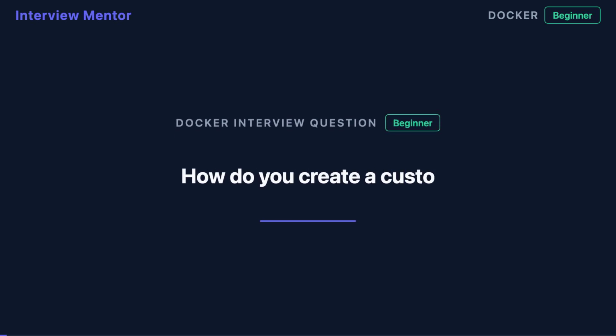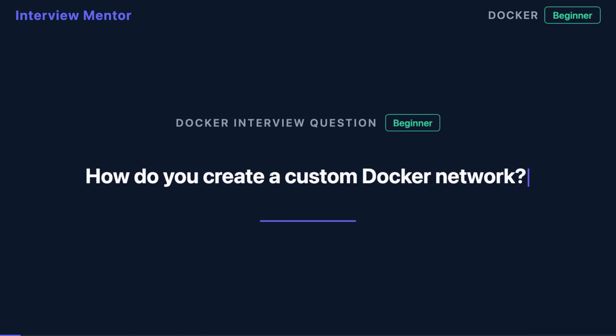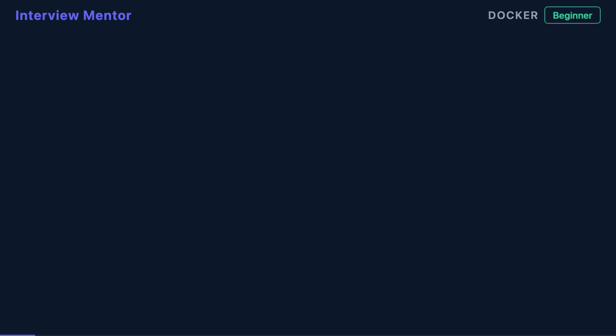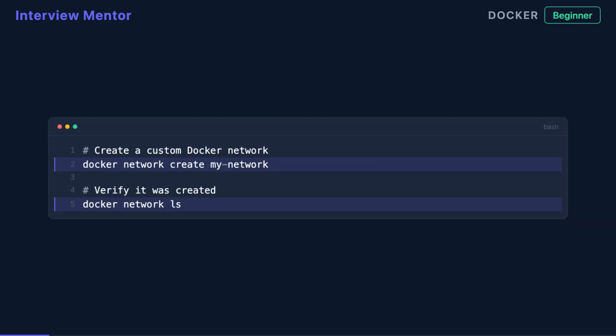Most developers don't realize Docker's default network blocks container name resolution. Here's the fix. To create a custom Docker network, use the docker network create command followed by a name. For example, docker network create my-network. That's all you need to get started.